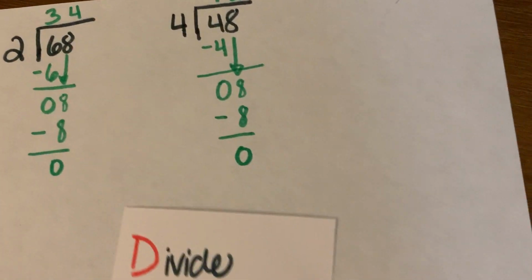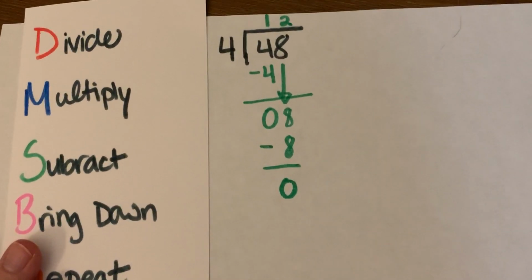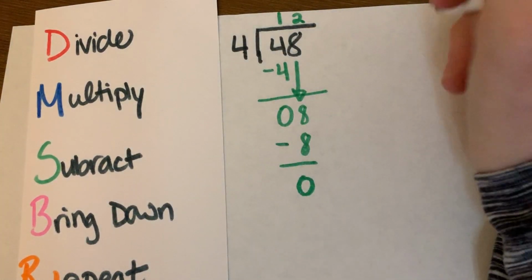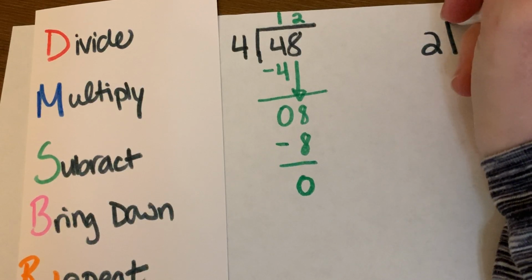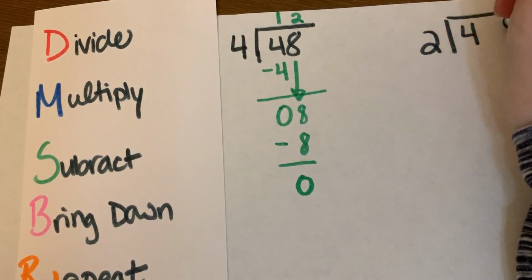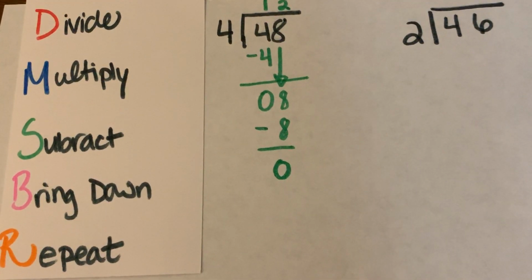All right, let's go ahead and have you try one on your own. I'm going to make sure the steps are visible in an example so that you have something to look at while you are solving. So we're going to solve 46 divided by 2. Go ahead and solve that using long division now.